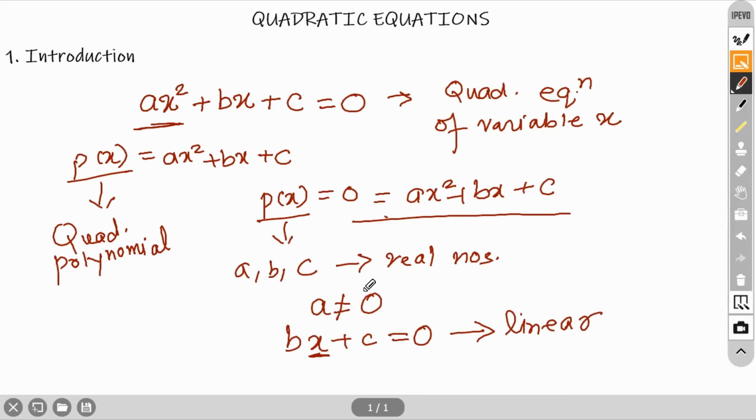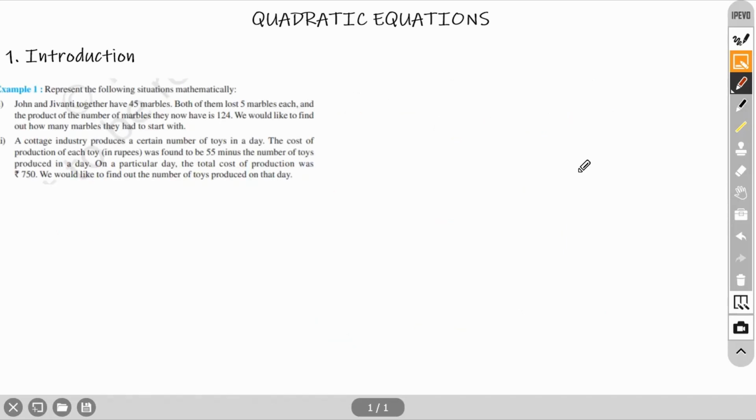Now continuing to the examples. Now let's see the first example. So in the first example, they are saying represent the following situations mathematically. The first part says John and Jevanti have 45 marbles. Both of them lost 5 marbles each. And the product of the number of marbles they have now is 124. We would like to find out how many marbles they had to start with.